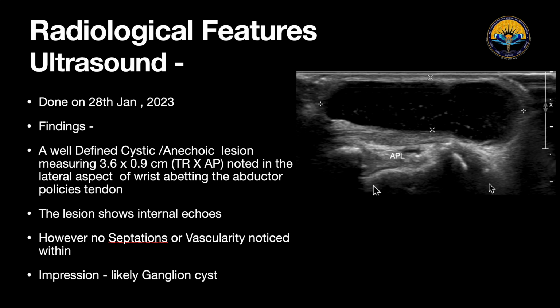Next, the patient was referred for an ultrasound which was done on 28th of Jan 2023. In this we could see a well-defined cystic or anechoic lesion on the lateral aspect of the abductor pollicis longus tendon. Within the lesion we could see some internal echoes, and we could not see any septa within it. I don't have a color Doppler image with me, but when we did color Doppler, we could not find any vascularity within it. The impression we gave was most likely a ganglion cyst.